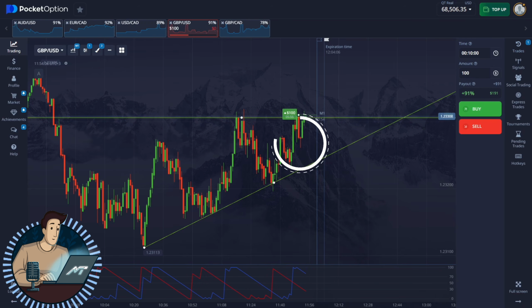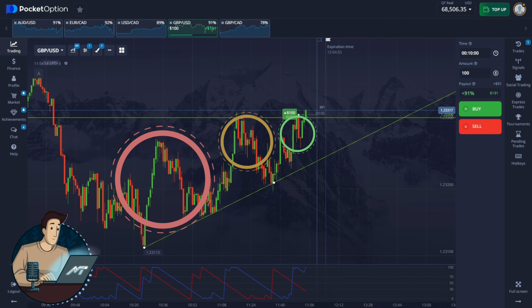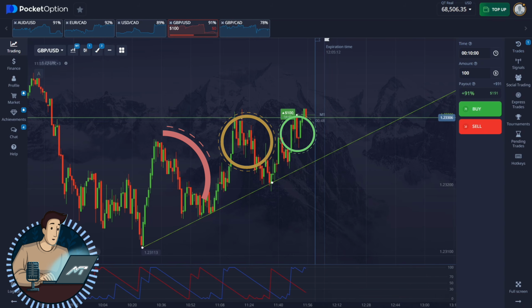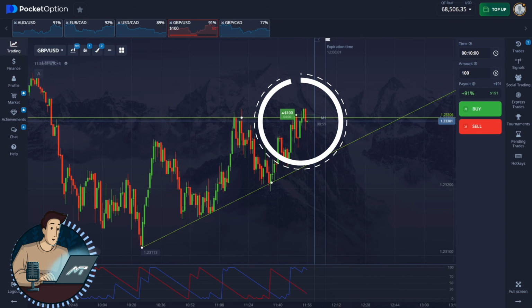Third, volatility shift. While the triangle is forming, volatility drops and price movement slows down. This is normal. But when the breakout happens, volatility should spike. If the breakout happens with a weak candle, it's better to wait for confirmation.